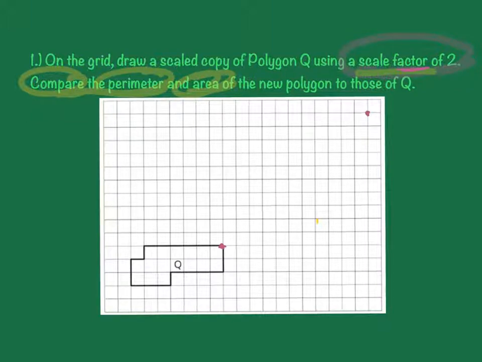So let's start with probably, I think, the top here, okay? So we're going to count the top: 1, 2, 3, 4, 5, 6. So I know that 6 times 2 is going to equal 12. So that means my new side up top is going to be 12. So I'm going to count from my point here: 1, 2, 3, 4, 5, 6, 7, 8, 9, 10, 11, 12. Now remember, I'm counting these lines here.